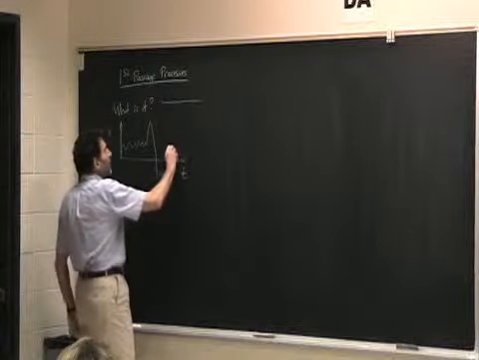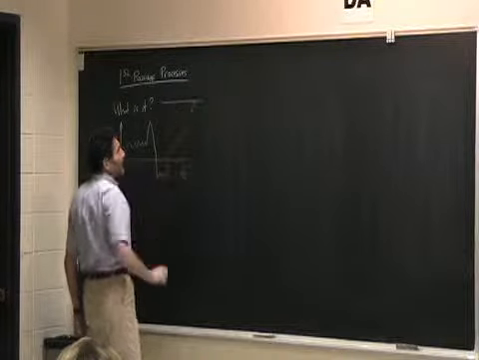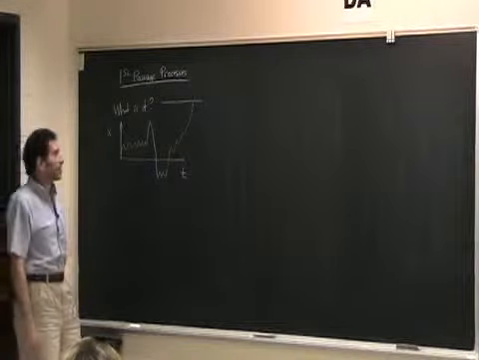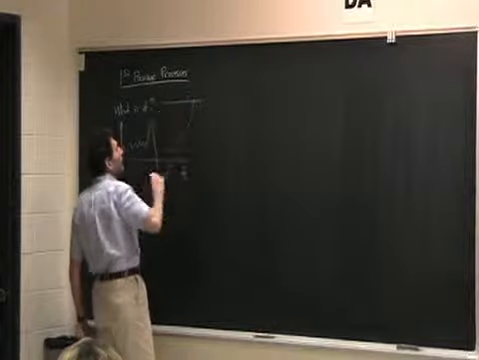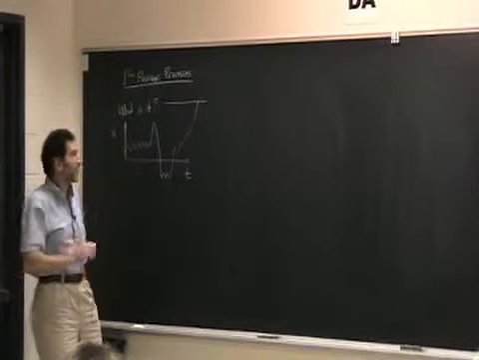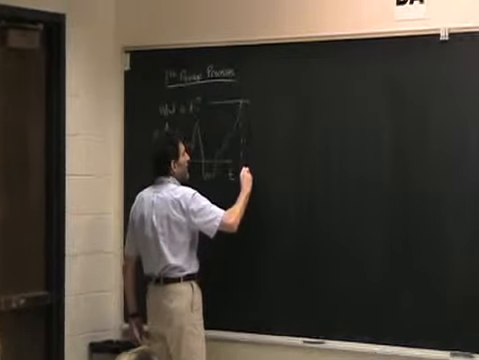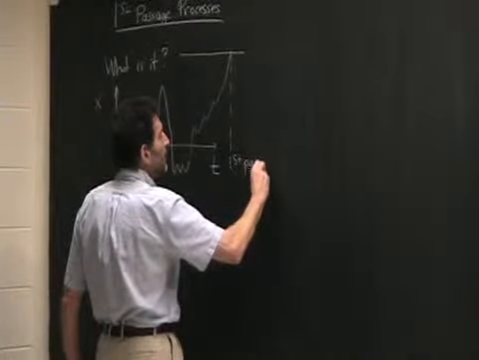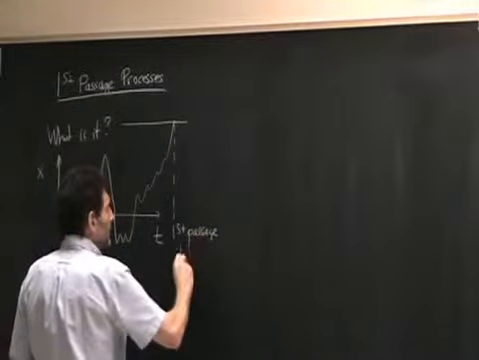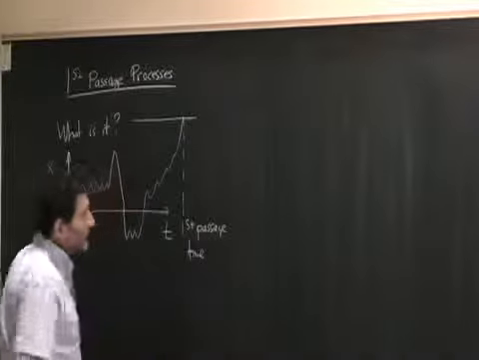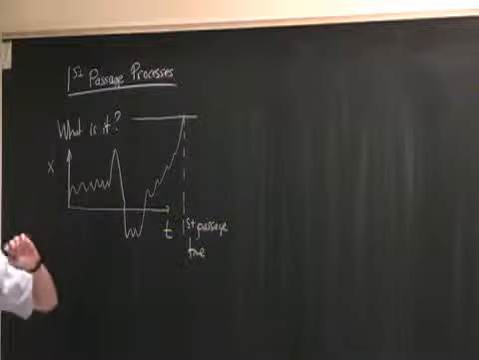So the question you might want to ask is, how long does it take to reach this level? And the point is that when you first reach this level, that's when you're going to retire. So this point here might be called the first passage time. And so this is a basic characteristic of a first passage process.